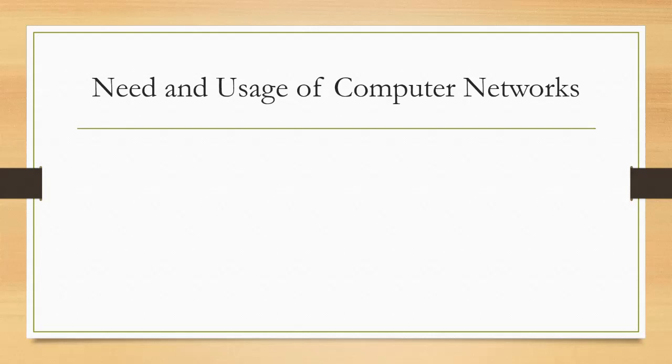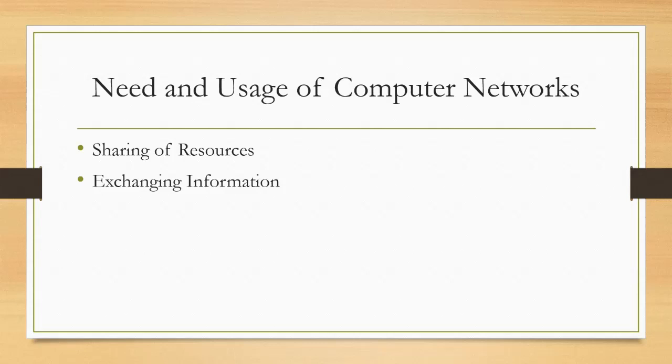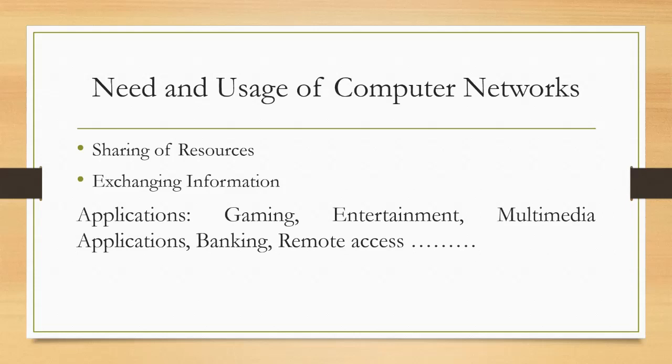What is a computer network used for? Sharing of resources, soft resources like sharing information, or hard resources like sharing a printer. For both, we need the devices to be connected on the network. And then there is a list where we need to have a network: gaming, entertainment, multimedia, applications, banking, remote access, and the list goes on.